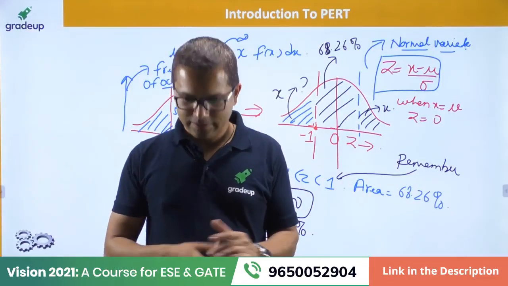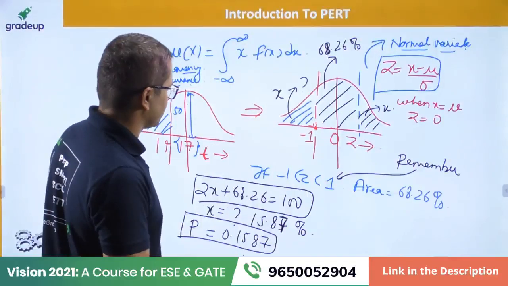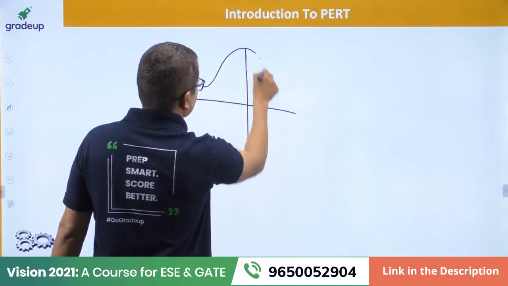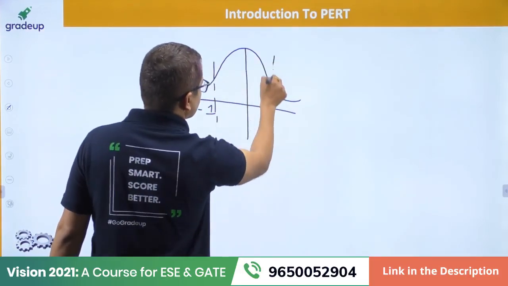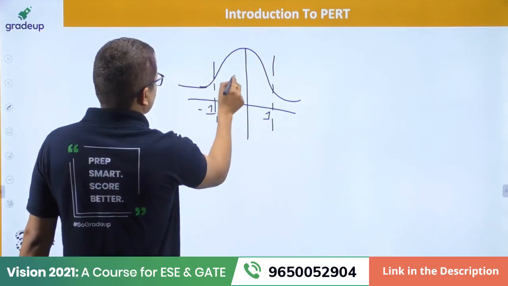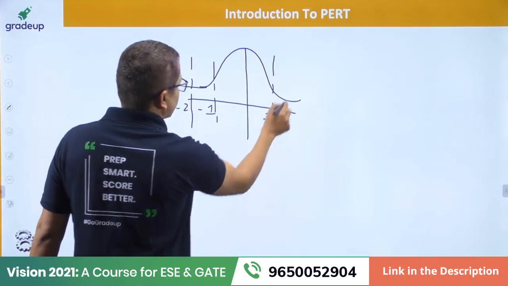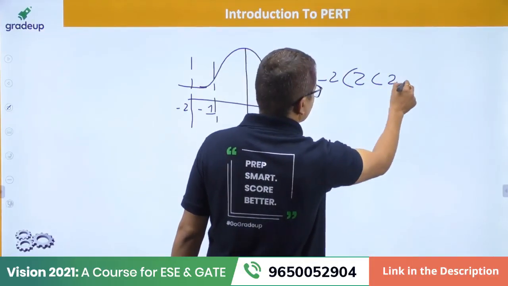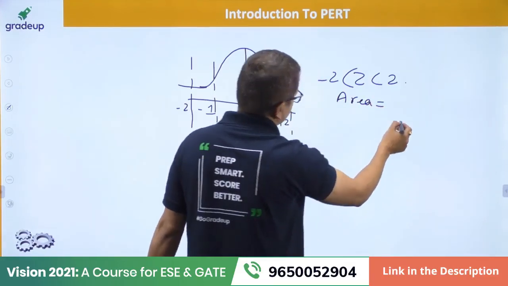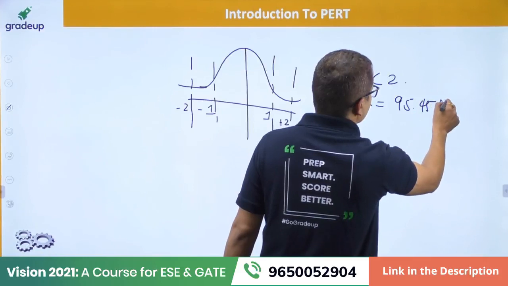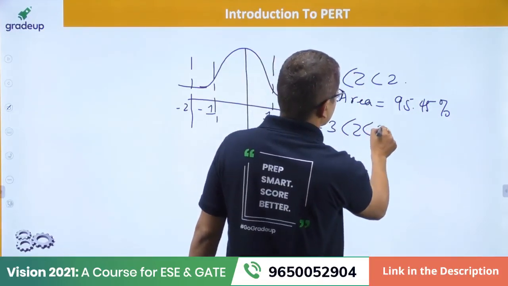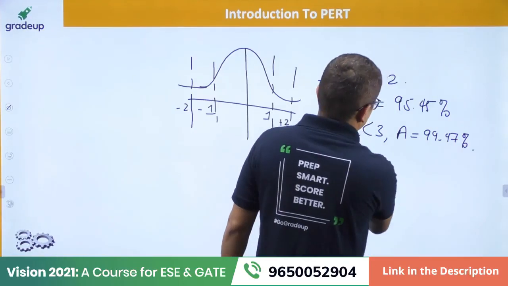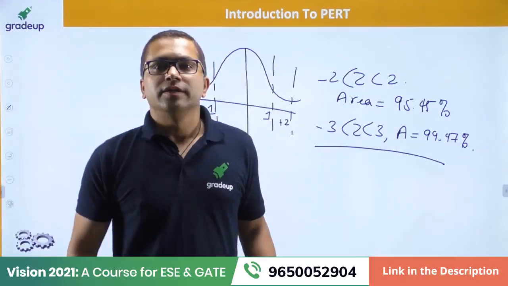For different Z values, there will be different area values, obviously. Let's say this is -1, this is 1, and let's say this is -2 and this is +2. Obviously when Z lies between -2 to 2, the area enclosed is going to be more, around 95.45%. And when it's -3 to 3, the area comes out to be around 99.97%. If you can remember all of these, it will be good for you.